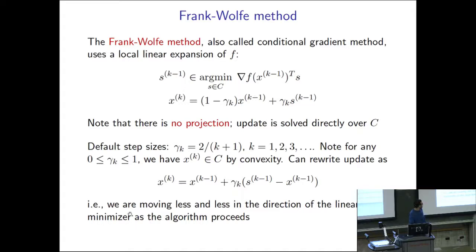Okay, so in this form, we can see that we're moving less and less in the direction of this linear minimization oracle as we proceed, right? Because these gamma k's are diminishing like 1 over k. So as the algorithm goes on, the linear optimization oracle is telling us move here, and we're just taking a bit of progress towards that at each step. We're not making a full move. This gamma k is not 1.